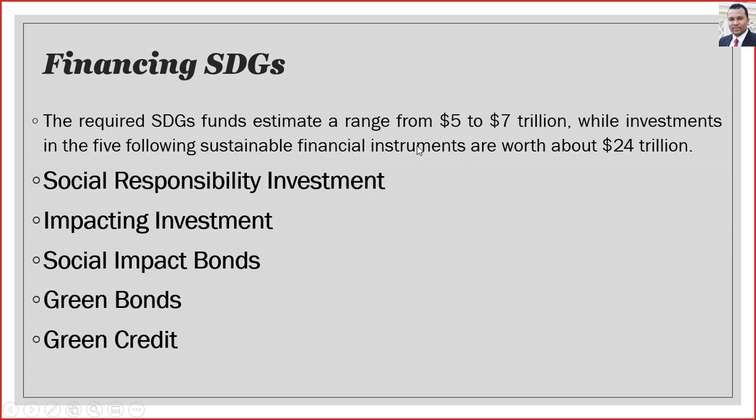because the investment in sustainable financial instruments is around $24 billion. So in this case, what are the suitable sustainable financial instruments? For example, number one, social responsibility investment. This type of investment uses two types of standards or benchmarks or indicators: financial standards and non-financial standards.